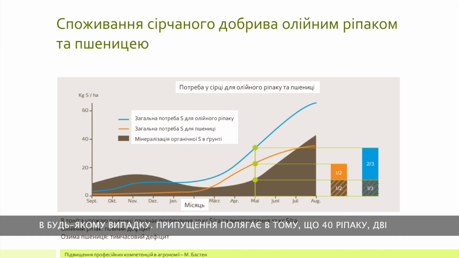But in any case, the assumption is that for oilseed rape, 2/3 of the sulfur required to build the crop has to come from fertilizers. 1/3 can be from soil. And for wheat crop, the soil can deliver 50% of the sulfur, but some additional sulfur is needed as a fertilizer to fill this gap.